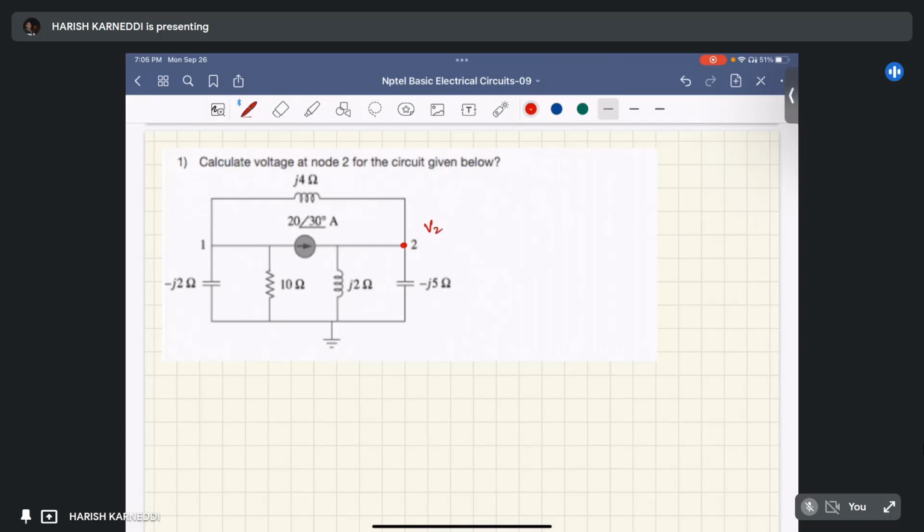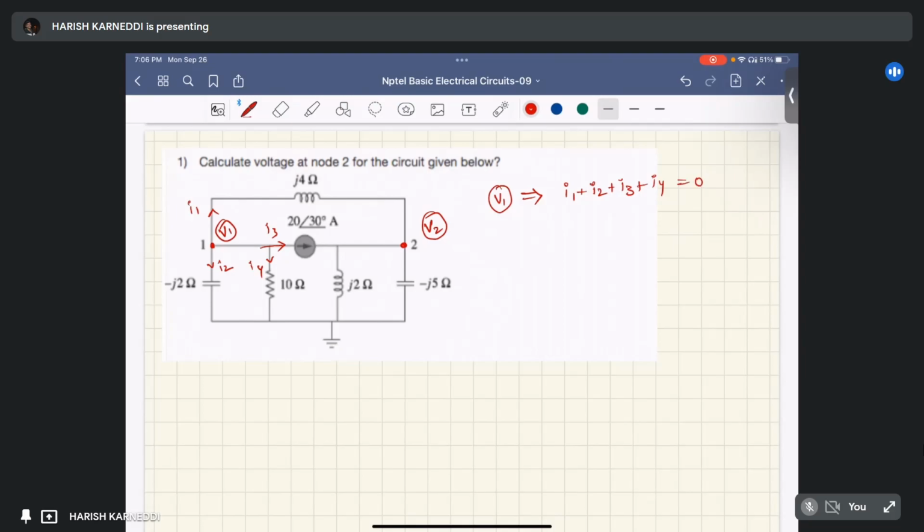Let us consider this as V2 and the other node voltage as V1. One can apply KCL at this particular node V1. Let us consider the direction of current I1, this direction of current I2, this is I3, this is I4. At node V1, what is the KCL? The sum of all currents, I1 plus I2 plus I3 plus I4 equal to 0.